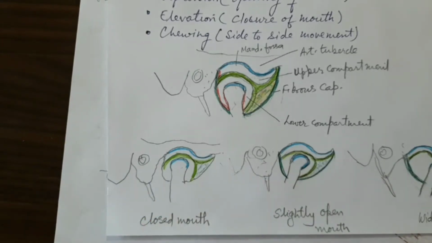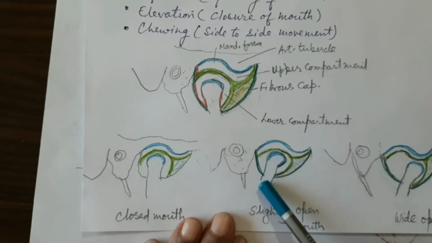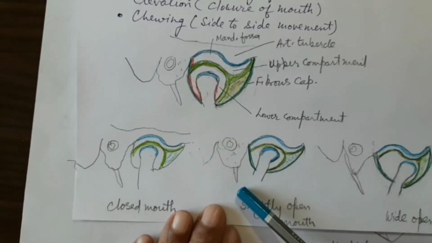Now from this closed mouth we will open it, and opening means depression of the closed mouth, where the chin will go downward. First we will learn how the slight opening of the mouth takes place, as shown in this diagram. There is a slight opening because here the neck of the mandible is not running directly downward as it was in this case, it is slightly running backward.